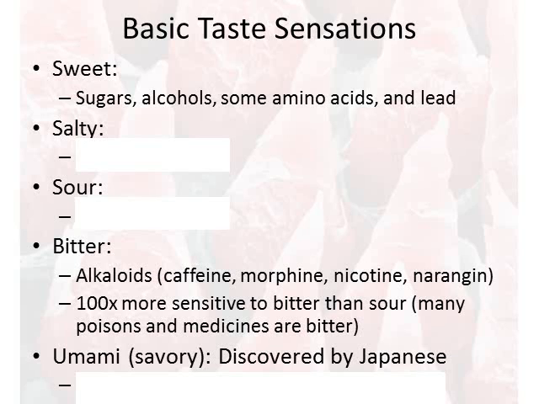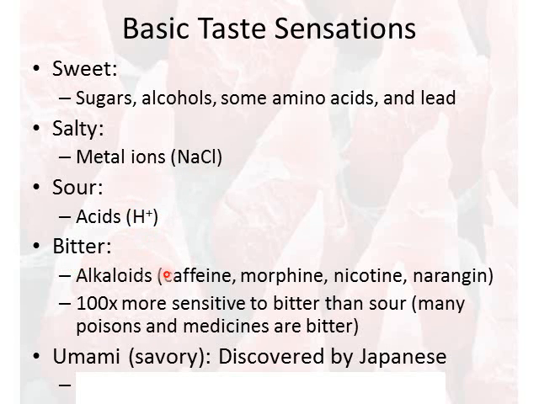It used to be 4, but now we have accepted 5 different basic taste sensations. So sweet tastes come mainly from sugars, as you know, alcohols, some amino acids are sweet, and lead. Salty tastes come from metal, from salts, from ions. Sour tastes come from acids. Acids always taste sour to us, and bitter tastes come from things that are very basic or very alkaloid.